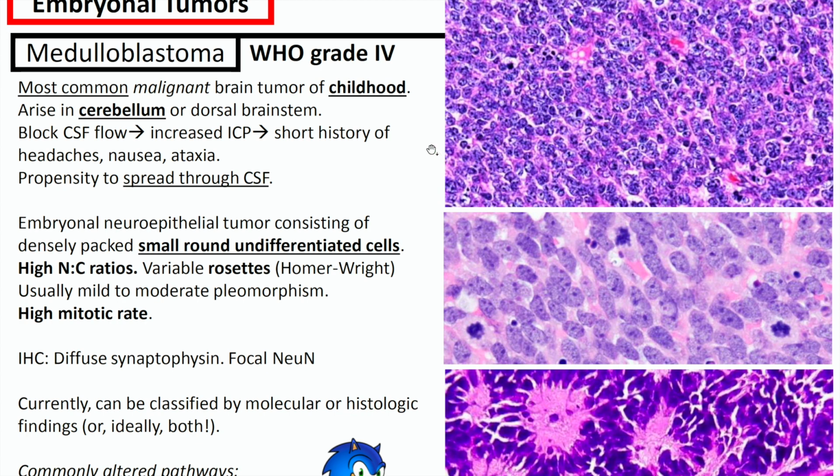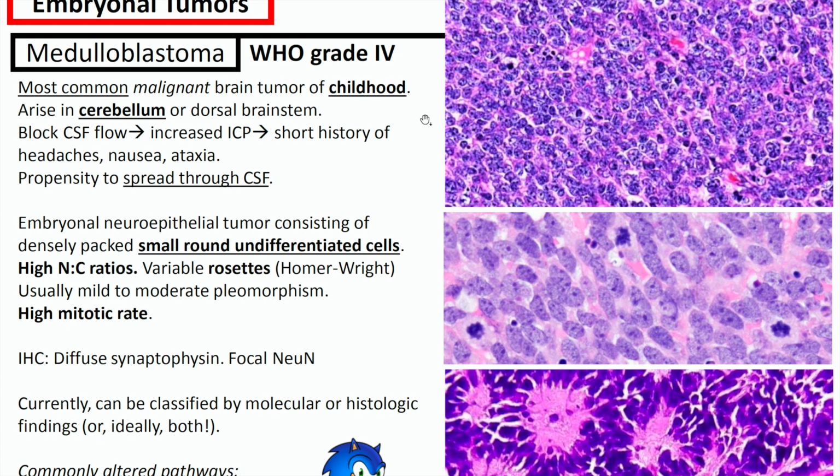All right, we made it to another category, folks. So embryonal tumors. So medulloblastoma, very common, WHO grade 4. So this is the most common malignant brain tumor of childhood. It arises in the cerebellum or the dorsal brainstem, blocks CSF flow, leading to increased intracranial pressure and a short history of headaches, nausea, or ataxia, with a propensity to spread through the CSF.